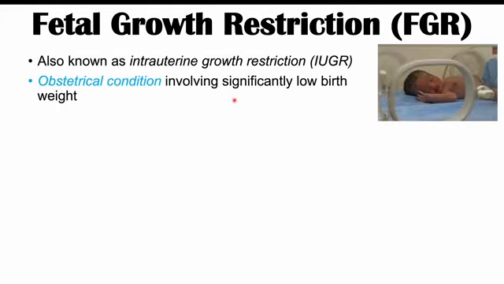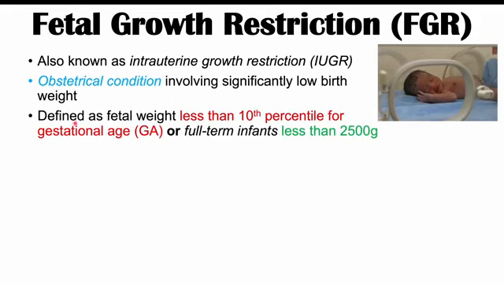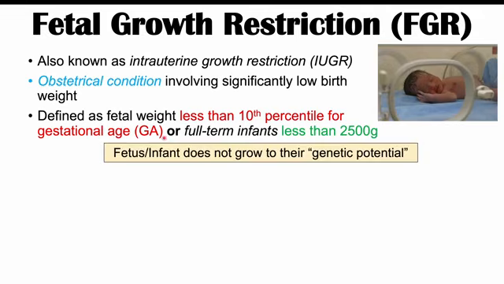It is an obstetrical condition involving significantly low birth weight, but more specifically, it's defined as a fetal weight that is less than the 10th percentile for gestational age, or if it is a full-term infant that weighs less than 2,500 grams. So although this is the definition for fetal growth restriction, what's more important to recognize here is that it is where a fetus or infant does not grow to their genetic potential, because we can also see very small fetuses or infants with a very low birth weight.